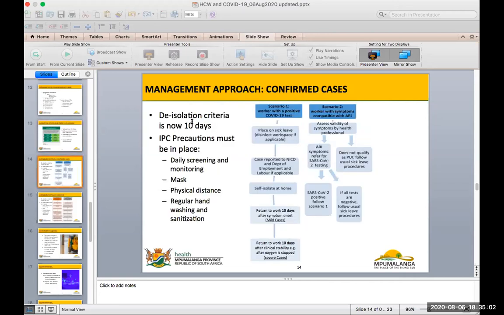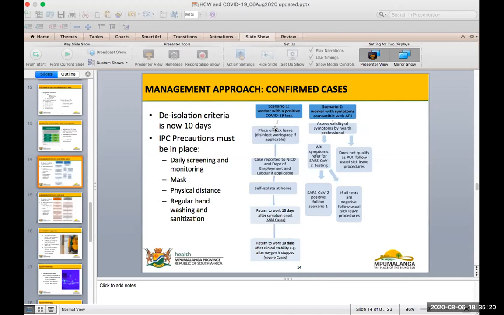Of importance is that post de-isolation or even during de-isolation criteria, you still need to adhere to IPC precautions: daily screening, monitoring, wearing masks, physical distancing, regular hand washing, and sanitization.